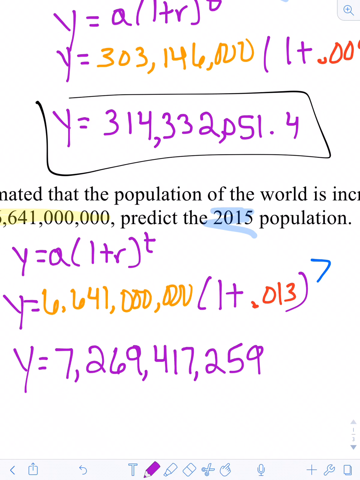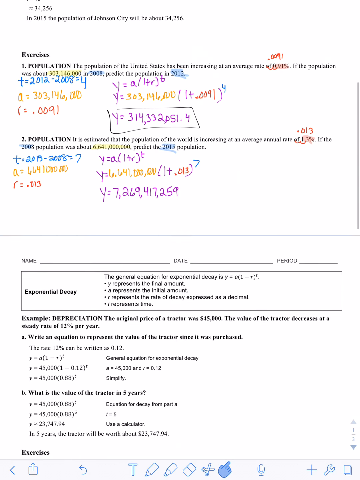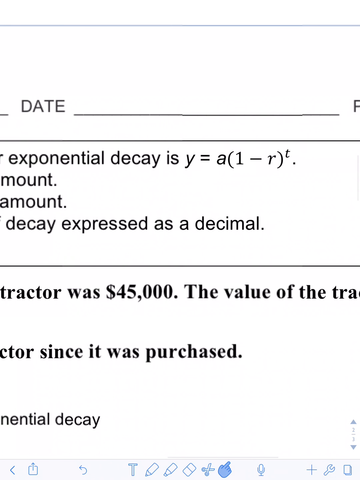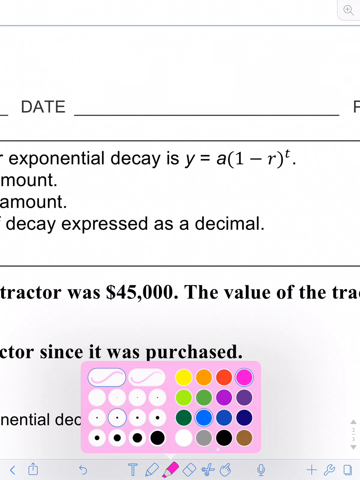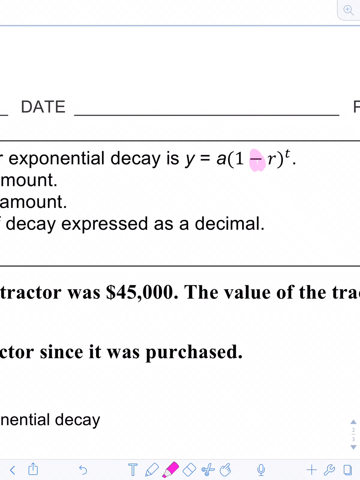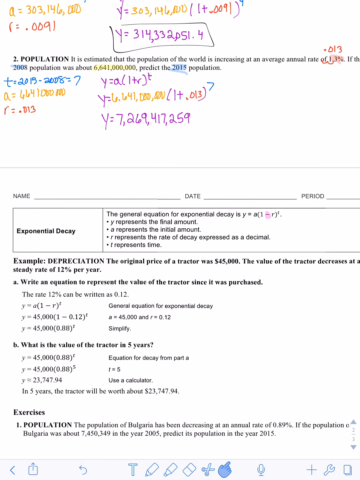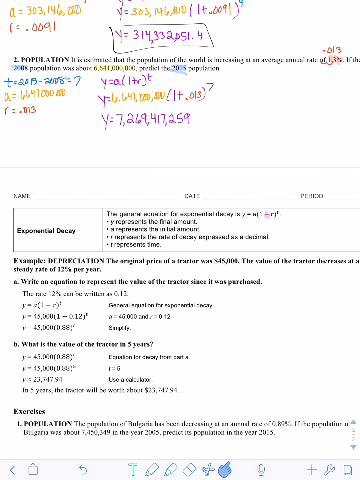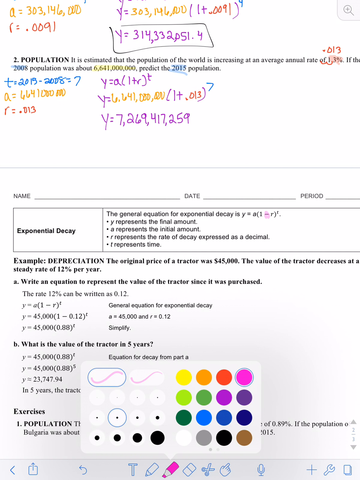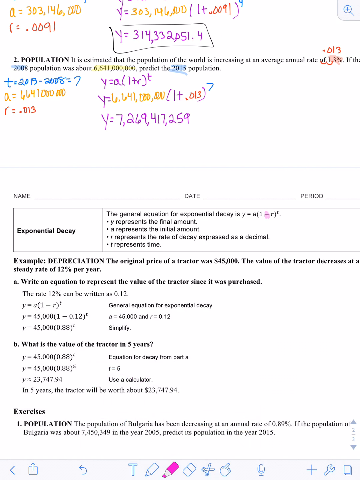All right, so the last little section here is going to be decay. If you notice, here is the exact same thing, so we're going to use the exact same colors. The only difference is instead of a plus sign, right here you have this minus sign. So let's go ahead. I'll look at the first example with you so you can see the same stuff. Follow along.